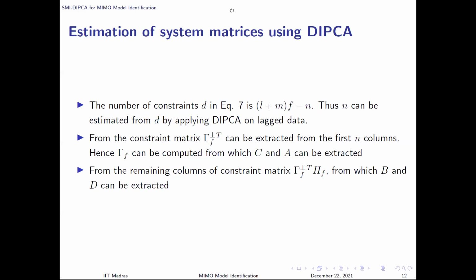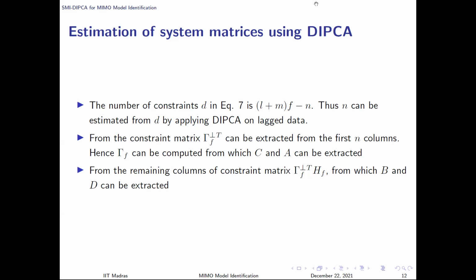So you will obtain gamma F in some other basis. Yeah. So pretty much like in DIPCA, the A and C matrices that we get will be unique only up to similarity transformation. Yes, absolutely. You cannot do anything about that. But the point is, you will get the number of states, or the order of the system, accurately. That is guaranteed. Which means that you will identify a state space model, but in an optimal way.